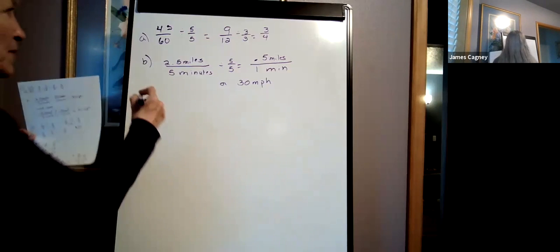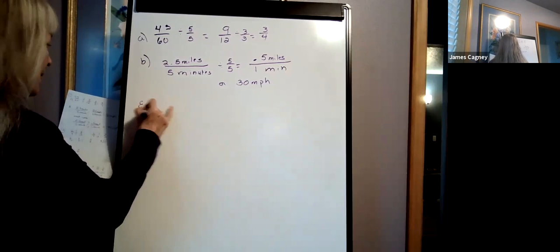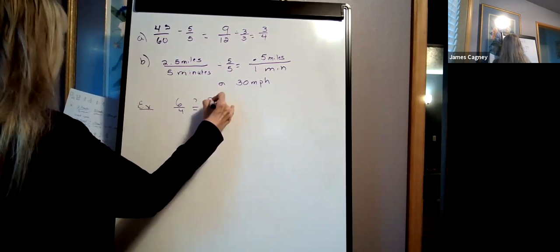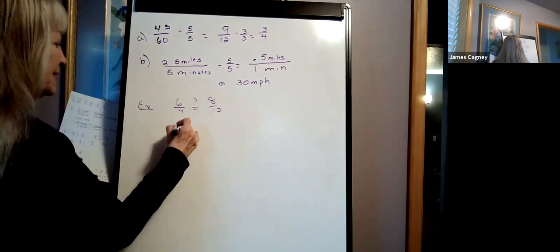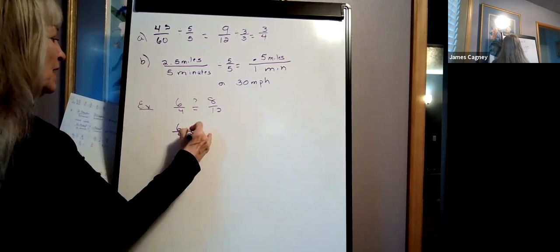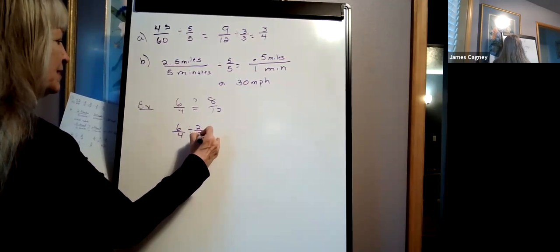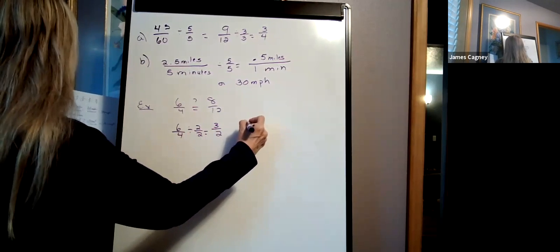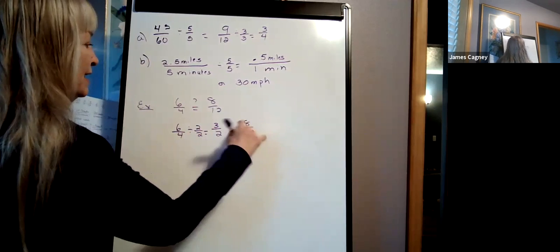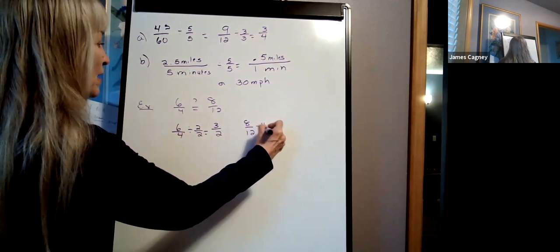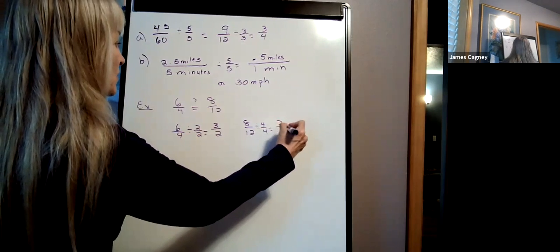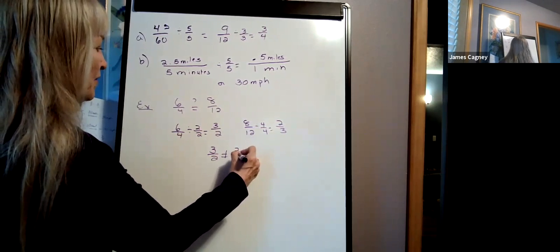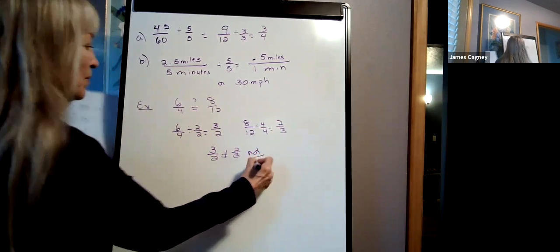So for this one, I want to know, is 6/4 equal to 8/12? I'm going to reduce both, or simplify each fraction. 6/4, 6 and 4 are both divisible by 2, so I can make an equivalent fraction. That would be 3/2. And if I have 8/12, 8 and 12 are both divisible by 4. So this is going to be 2/3. So 3/2 is not equal to 2/3. This is not a proportion.